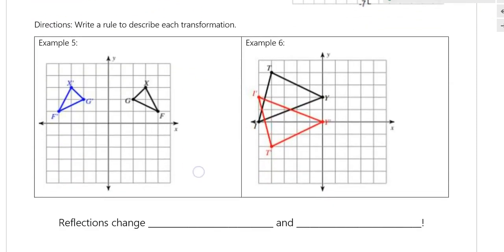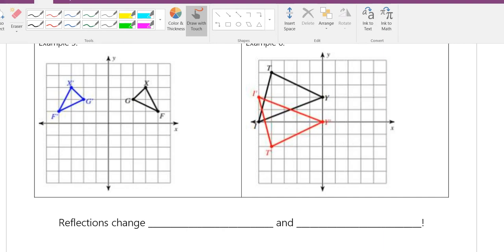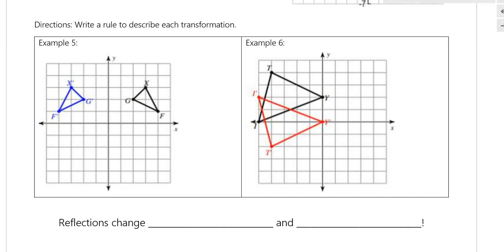All right, so again, same type of thing. I'm going to look at these and try to write the rule. Okay, I know they're reflecting, but I have to decide what they're reflecting over. So looking at this first one, the easiest way to decide is I'm going to connect my 2 points and find the middle of it. Well, this is 1, 2, 3, 4, 5, 6 units long. So if I go 3, that's the middle.